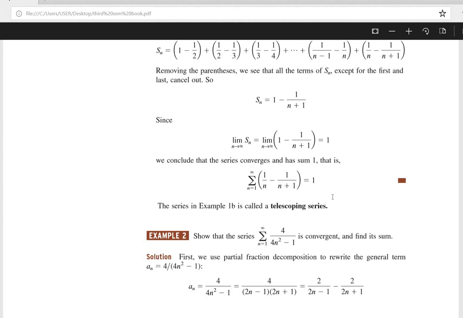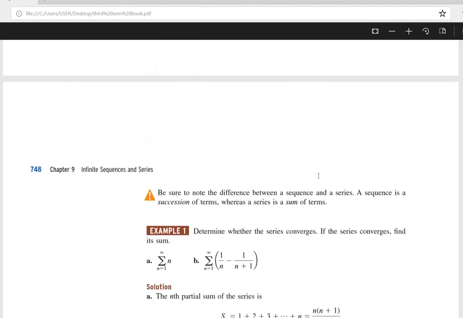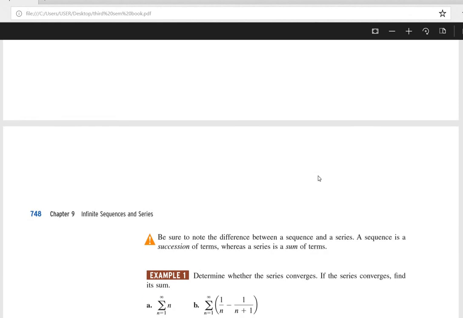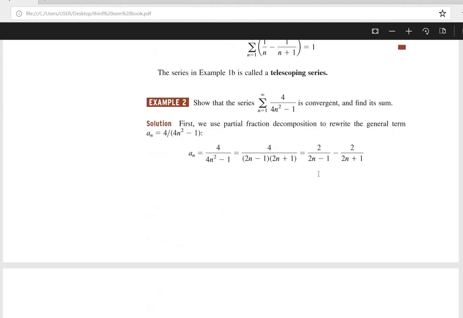And this example is also known as a very important telescoping series. This is the telescoping series. Okay. So you have to study this carefully, and you have to do some more problems on this.